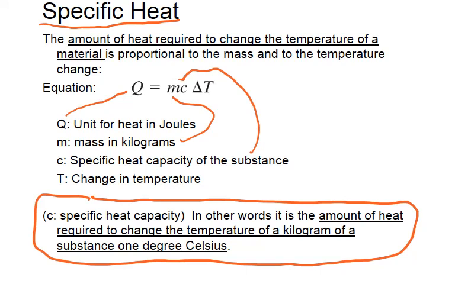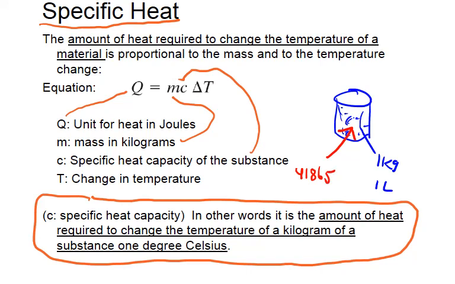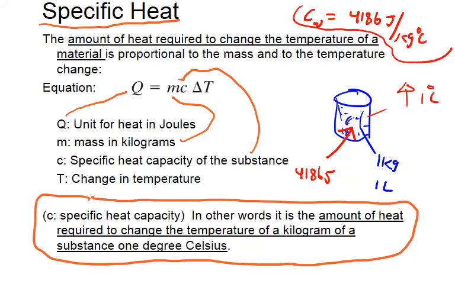So for instance, if we had a beaker with 1 kilogram, which is 1 liter of water in here, right? And we put heat into it, it would take 4,186 joules for the temperature to increase by 1 degree Celsius. Therefore, C for water is 4186 joules per kilogram degrees Celsius. And each substance has a certain amount of specific heat capacity.